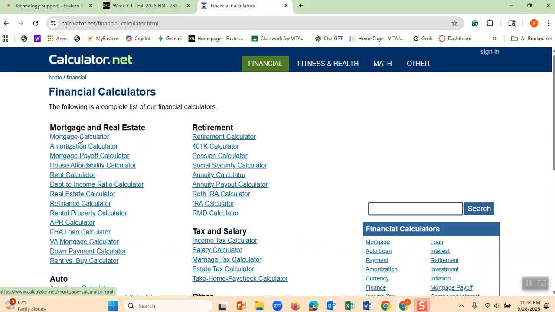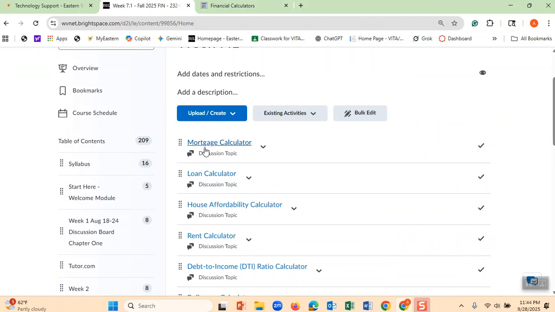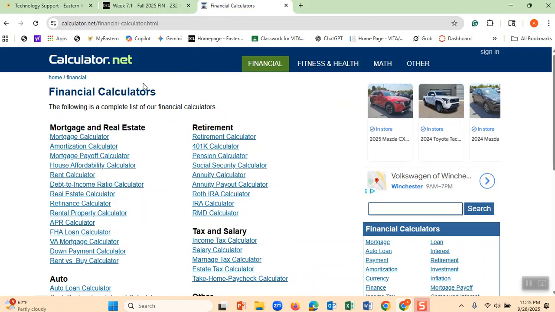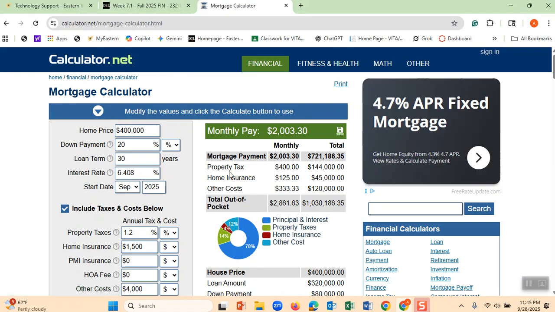One of them is the mortgage calculator, and it is one of our discussions here. If you look at here, there is a mortgage calculator. I click here and I click here. And I have to look at this and show you what the meaning of this calculator is and what it is trying to do.